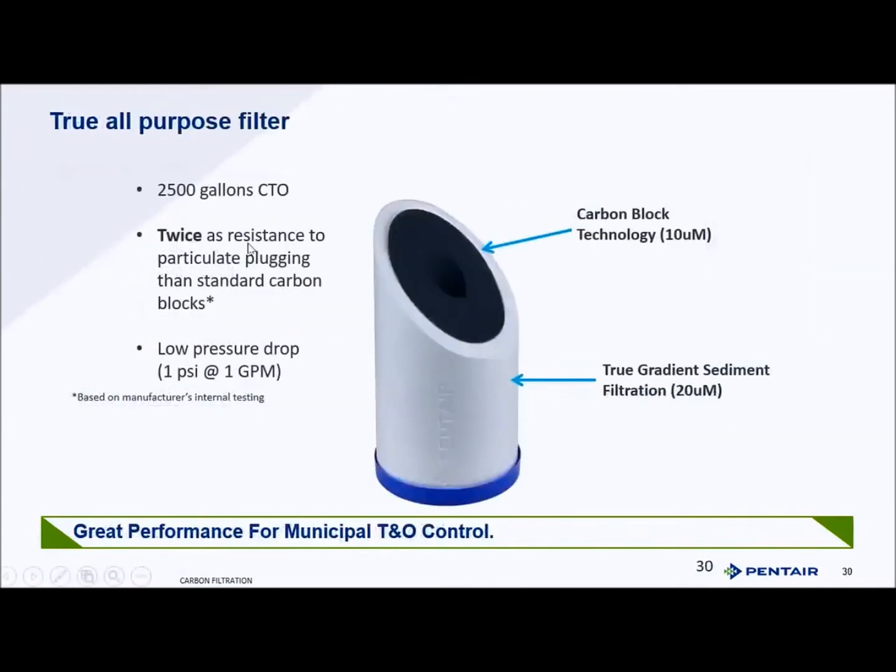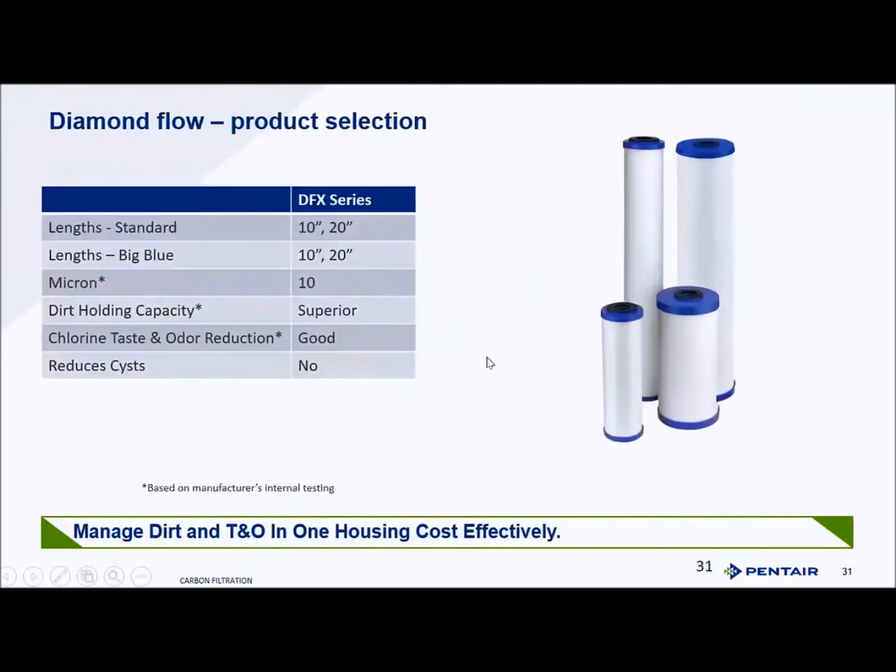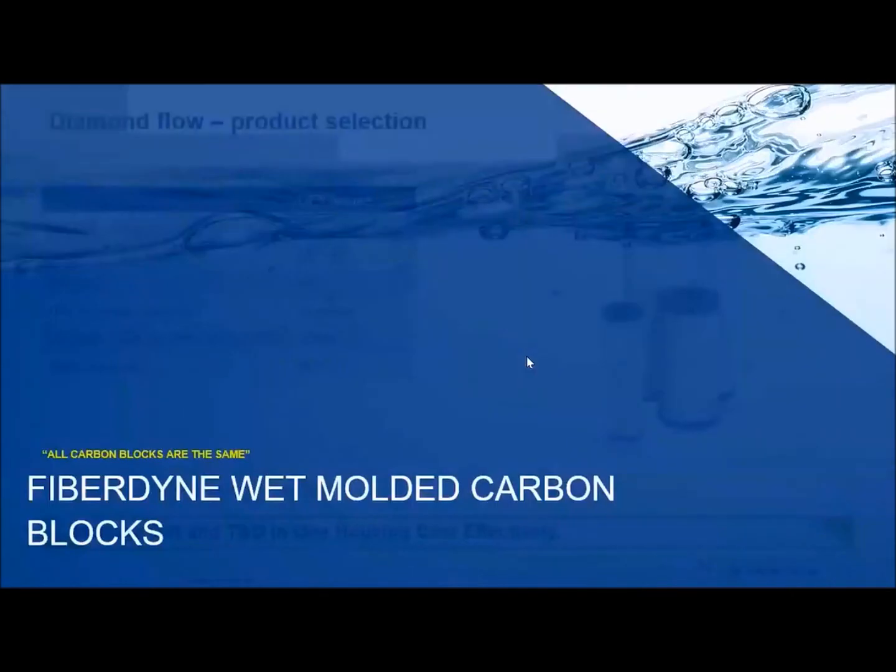2,500 gallons, twice the resistance to plugging as a standard carbon filter. You have low pressure drop. You have a 10 micron block and a 20 micron outer wrapper. Very, very loose cartridge when it comes to overall micron size, but great taste and odor and bulk dirt removal in this cartridge. Offered in 10 and 20 inch lengths, 10 micron, superior dirt holding capability, and good taste and odor reduction. Nice balanced filter for municipal waters.